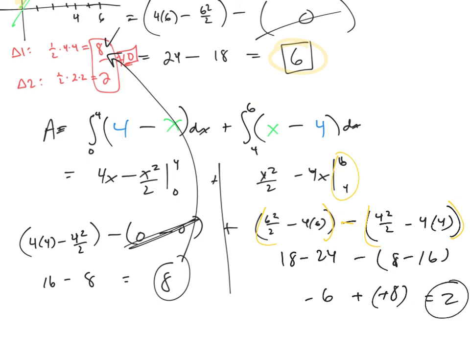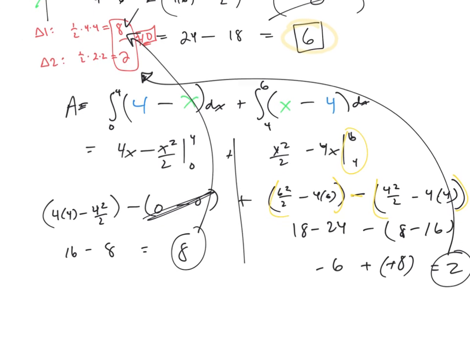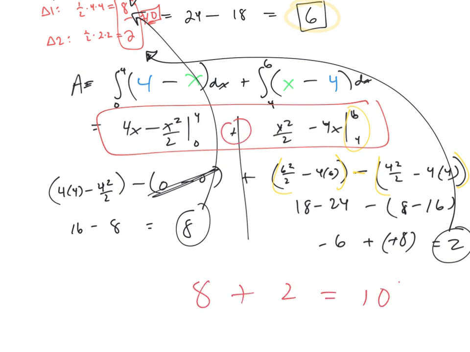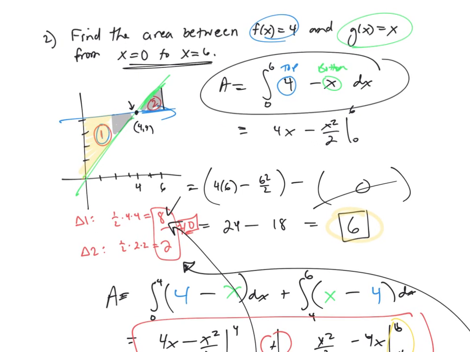That 2 corresponds with the area of my other triangle, and the original problem, let's go back to this, I had a plus sign in the middle. I just figured out I have 8 plus 2. There's my 10. Bit of algebra, not super hard, but the new concept from this video is we need to determine if there's an intersection point between my two curves within the region that I'm finding the area of, and then I have to split it up accordingly.